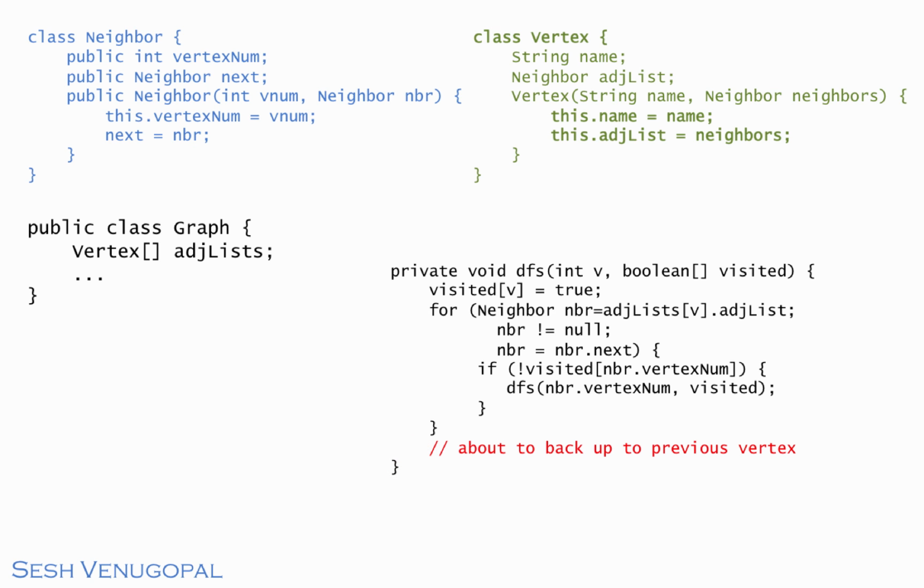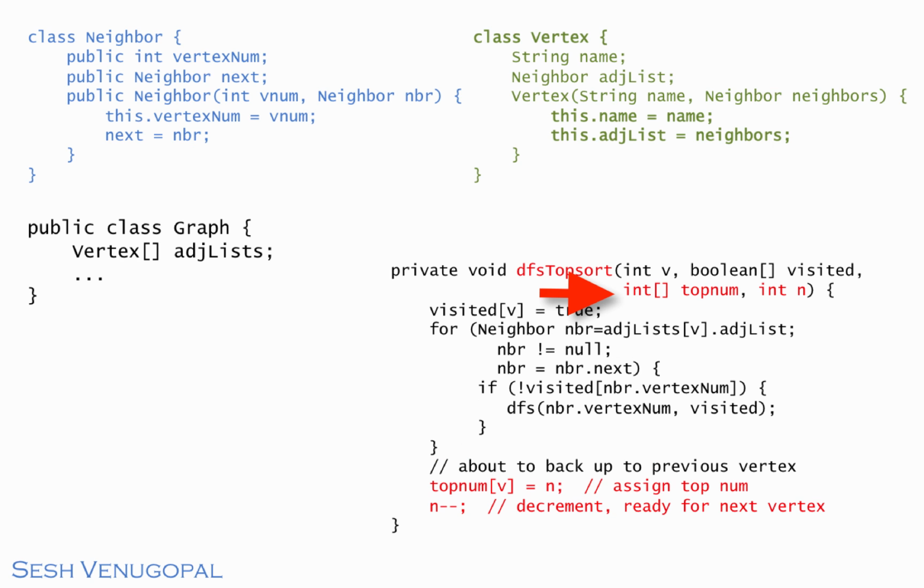We can assign the current topological number, say n, to vertex V using an array called topnum to hold the numbers for all vertices. After assigning n, we need to decrement it so that it is ready to be assigned to the next vertex. The array topnum as well as n must be parameters to the method. Let's also change the name of the method to DFS topsort.